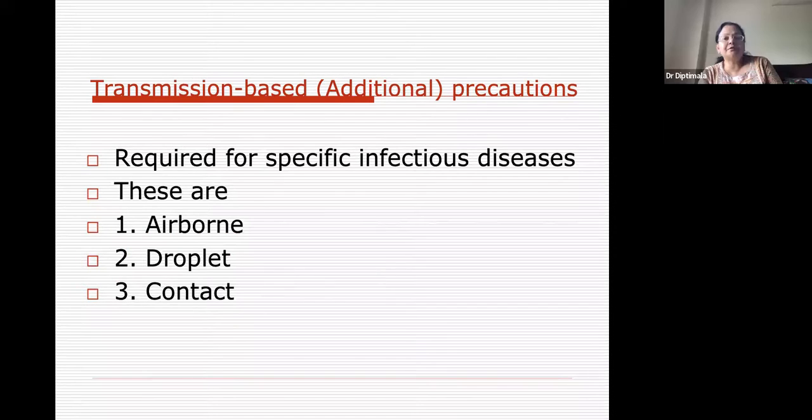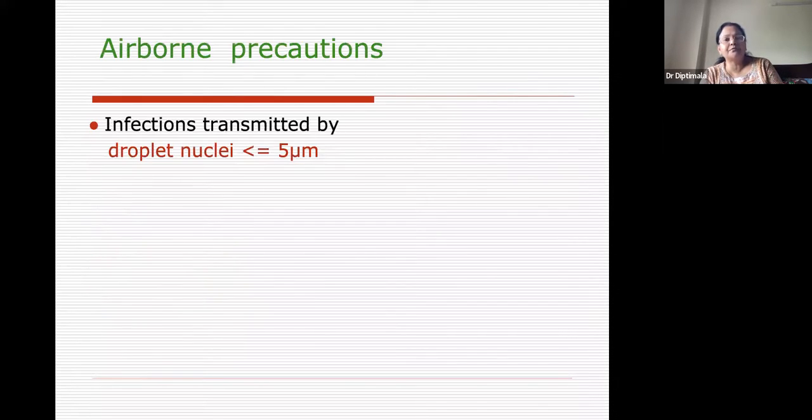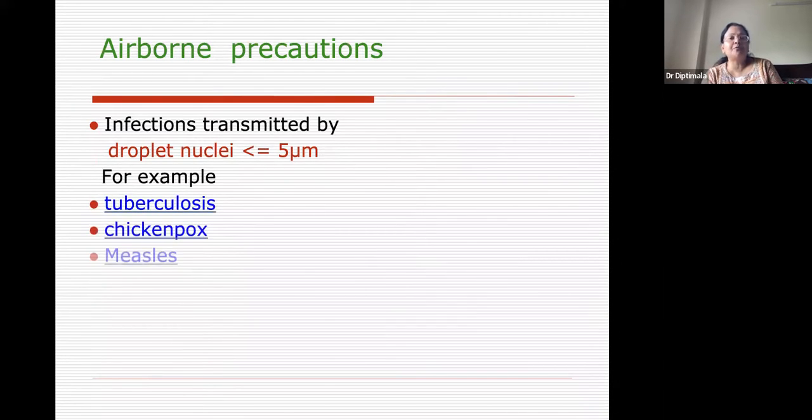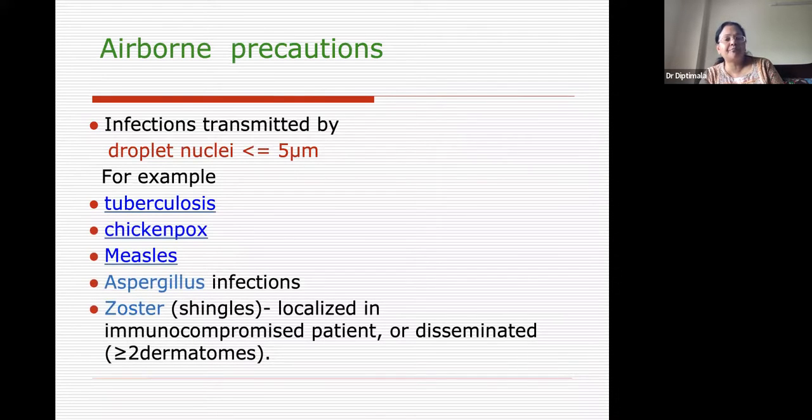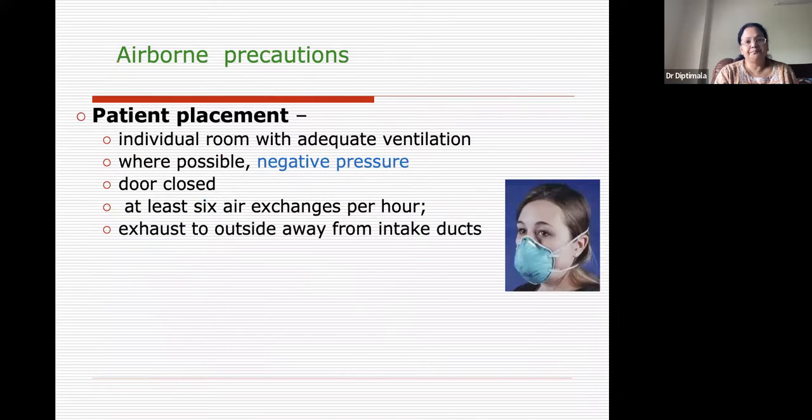Now for the transmission-based, the additional precautions. These are airborne, droplet, and contact precautions. For the airborne precautions, infections are transmitted by droplet nuclei less than 5 microns. These are in the cases of tuberculosis, chickenpox, measles, aspergillus, zoster. So in this, what is important is the placement of the patient.